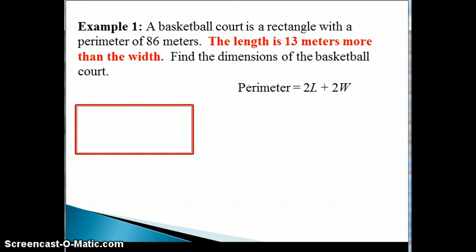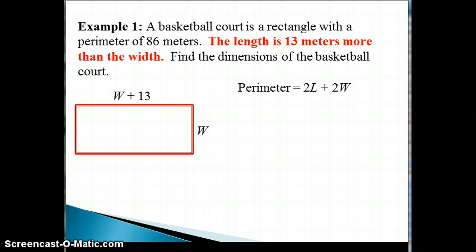Since the problem states the length is 13 meters more than the width, this is telling us how the length is related to the width. So if we assign a variable to the width, say w, then the wording of the problem will help us to write an algebraic expression for the length in terms of w. The expression that describes how the length is related to the width is w plus 13, since the length is 13 meters more than the width.